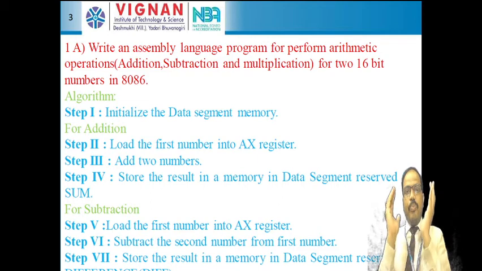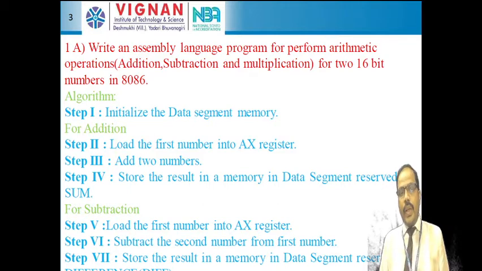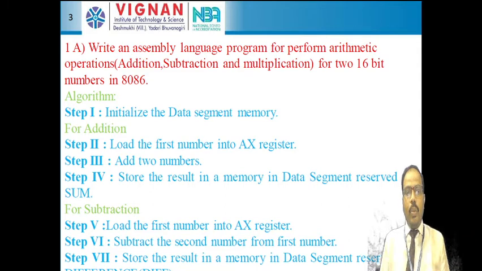After saving the data in the data segment, for addition, first we have to take the first number temporarily into the AX register. We have some temporary general purpose registers: AX, BX, CX, DX. Generally, first we load the first number into the accumulator, that is the AX register. Then add this number with the second number, for which we use the add instruction. After adding, the result will be stored in AX only, which will then be moved into the memory reserved for sum.